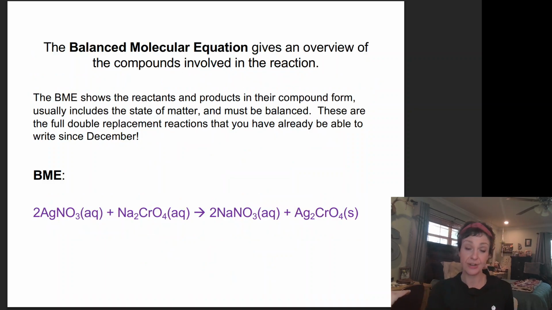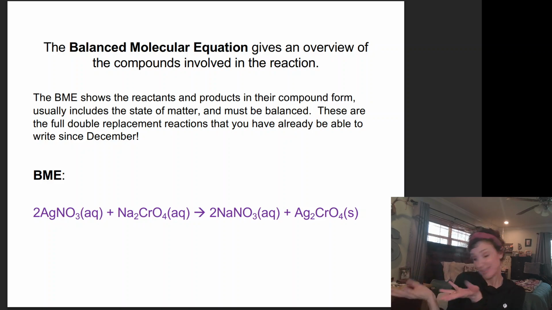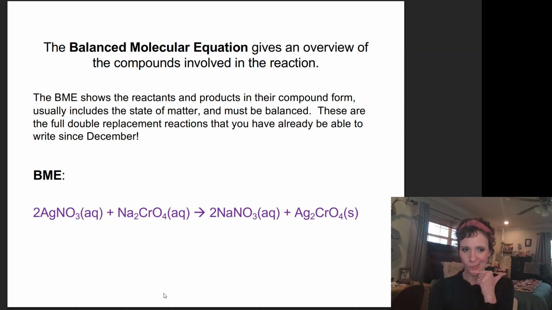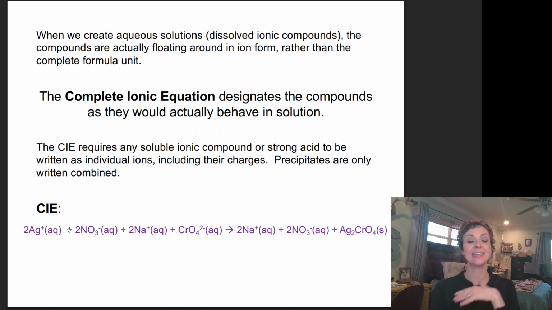Now, the balanced molecular equation gives an overview of the compounds that are involved in the chemical reaction. The BME shows the reactants and the products in their combined form, and usually includes the state of matter like solid, liquid, gas, or aqueous. And the whole thing is going to be balanced, okay? These are full double replacement reactions that we've been able to write and balance since December. We just now know that that's a complete balanced molecular equation. But we now know these aqueous ionic compounds are technically not like that in solution. If I'm telling you it's aqueous, they're actually separated as ions, which means I can do all of this.